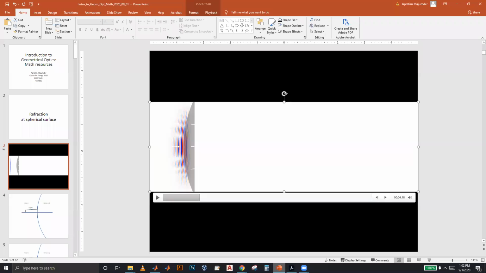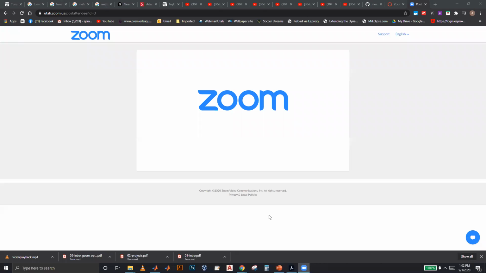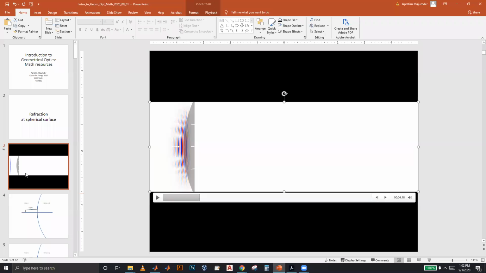Then light is going to propagate inside the glass, inside the thickness of the lens. Oops. Oh, here is the chat. Okay, I just found the chats. I can also keep an eye on the chat.